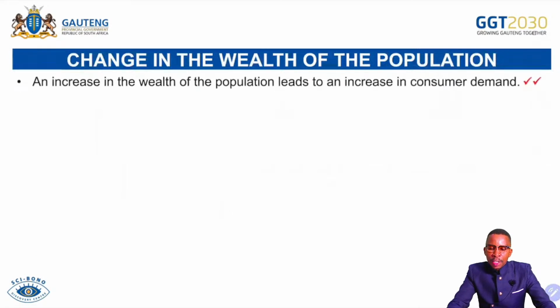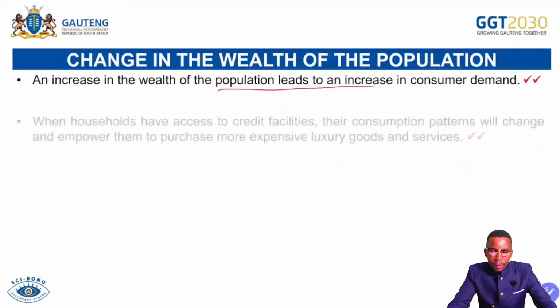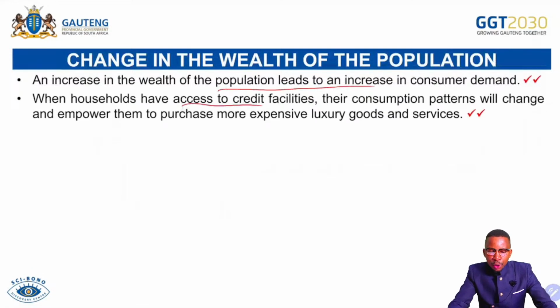As the wealth of the population increases, that simply means that there will always be high demand for goods and services, because we know that wealth is convertible to income. And when households have access to credit facilities, their consumption pattern will change and empower them to purchase more expensive luxury goods. Whenever people have access to credit, they normally spend more on goods and services. They even spend on luxury goods, like they buy houses, they buy cars. It happens that some of those goods they buy are produced abroad. They are not available in the domestic market.